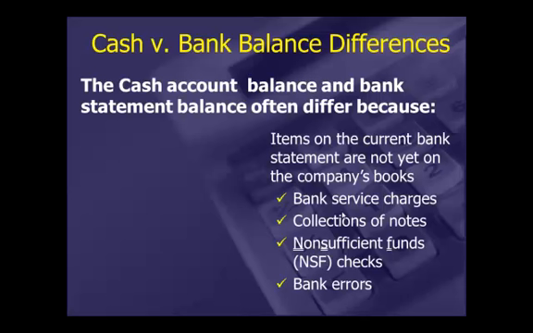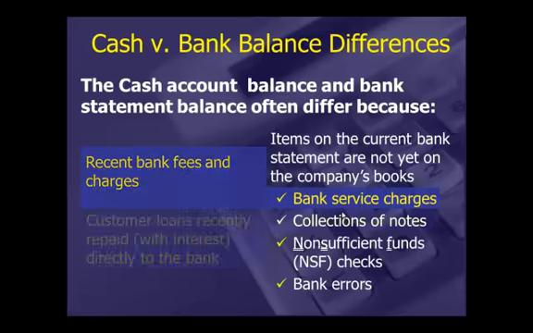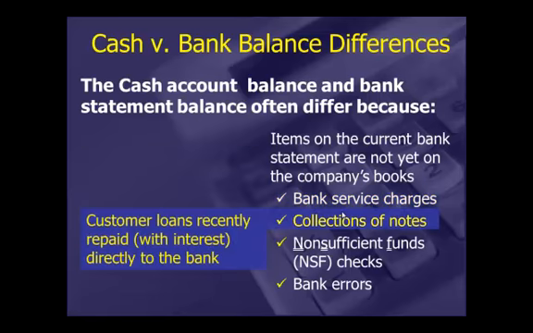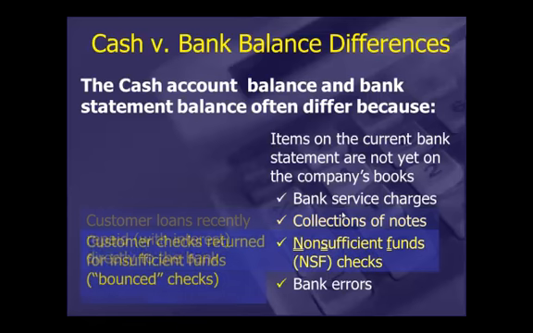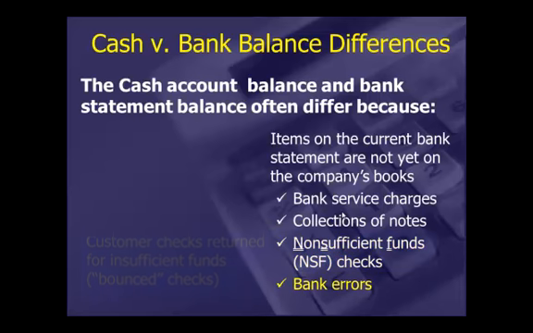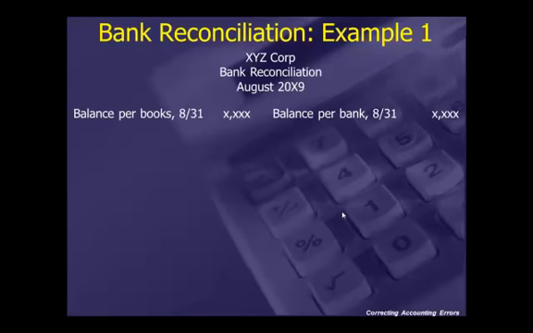Items on the current bank statement that are not yet on the company's books: bank service charges. These are recent bank fees and other charges. Collections of notes where customer loans have been repaid with interest directly to the bank and recorded in our bank account. Non-sufficient funds checks, or insufficient funds, or bounced checks. These are customer checks that we deposited but have been returned because they did not have funds. And then there are bank errors that can occur.